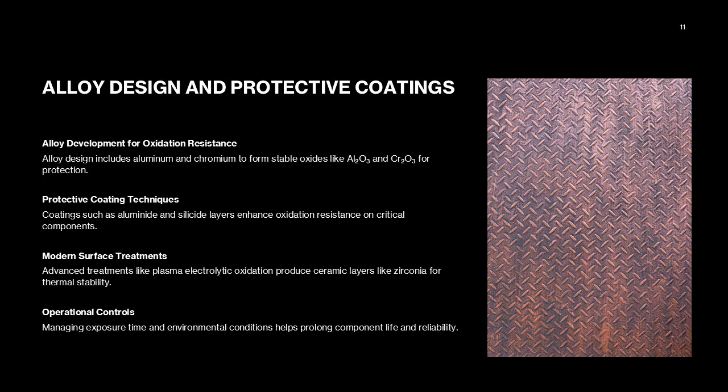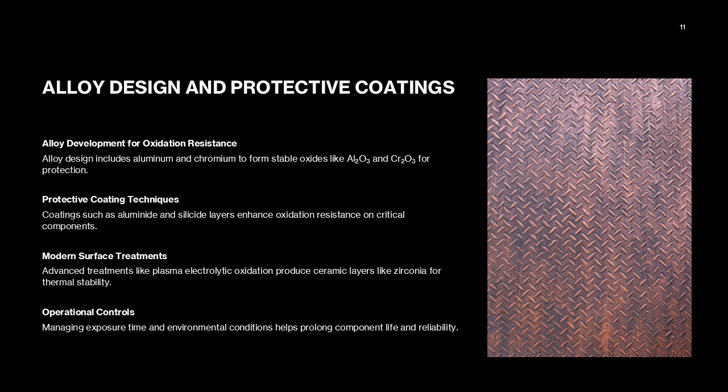Mitigation strategies: alloy design and protective coatings. Mitigating high-temperature oxidation involves a combination of material design and surface protection techniques. Alloy development focuses on incorporating elements like aluminum and chromium to form stable, protective oxides such as Al2O3 and Cr2O3. Advanced superalloys used in aerospace and energy sectors often contain complex mixtures of these elements to optimize performance.